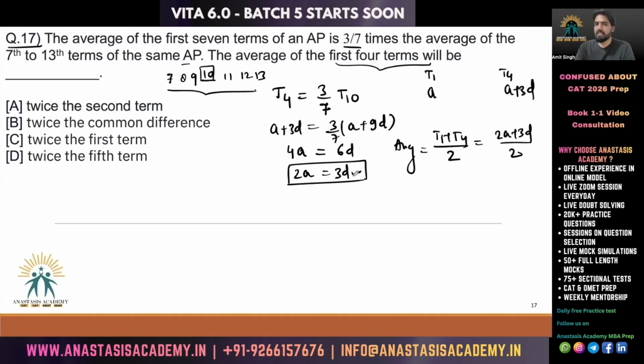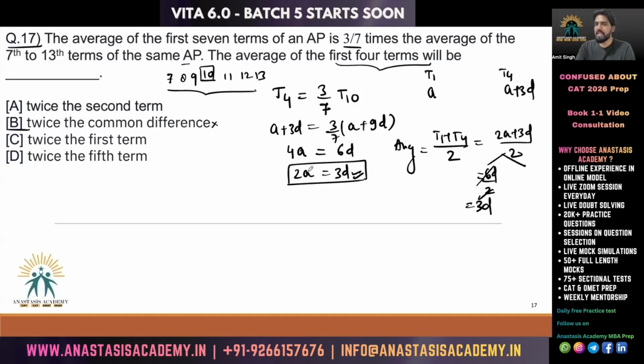2A I know is 3D, right? So either I can have this expression as, if I replace 2A with 3D, so it would be 6D by 2. So I'm getting it as 3D, thrice the common difference, but the option is twice the common difference. So no, this cannot be the answer.